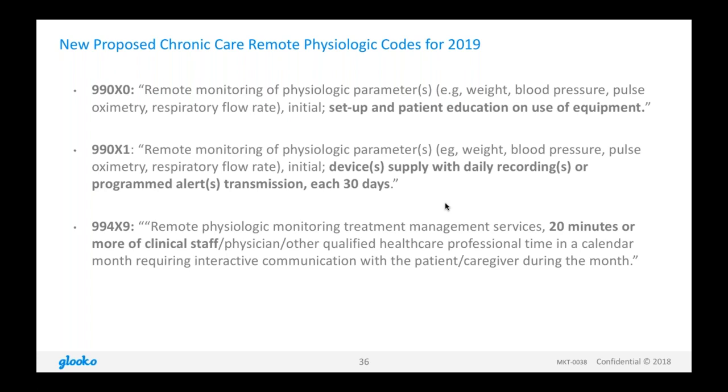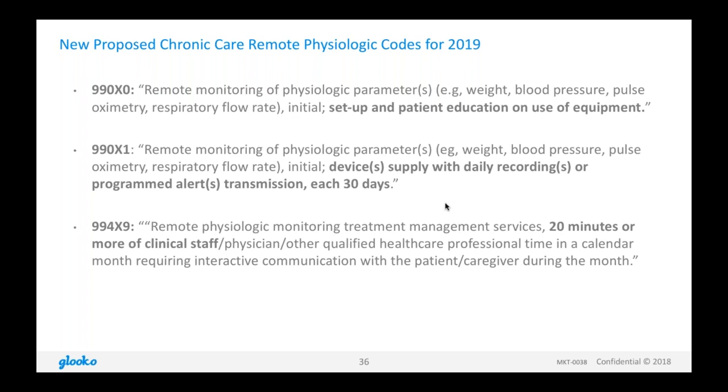Let's look at the next one, 990X1, remote monitoring of physiological parameters, and again, that includes glucose monitoring, initial, device supply with daily recordings or programmed alert transmission each 30 days. So this is payment to the provider for getting the platform software, purchasing that platform software in the computer in his or her office. So again, they've pulled out that part of the practice expense for the provider and given it its own procedure code, which will have its own reimbursement rate. So this code is considered payment for a practice expense to the provider's office.